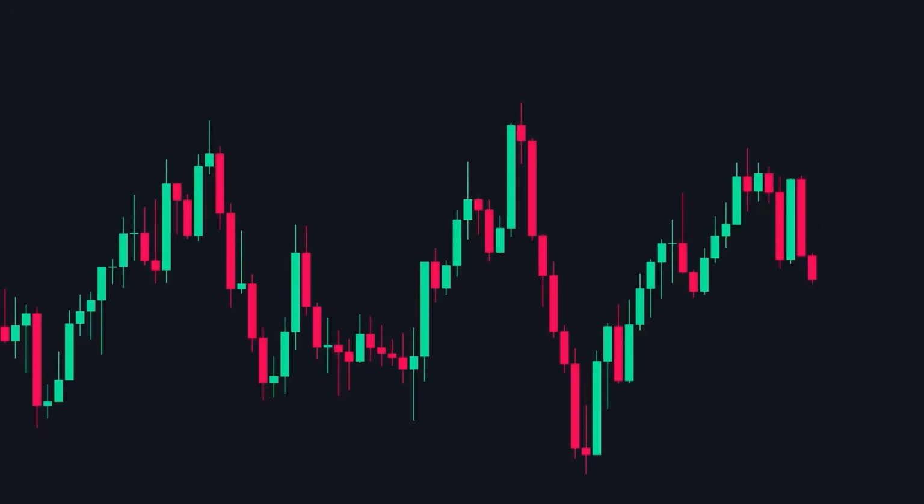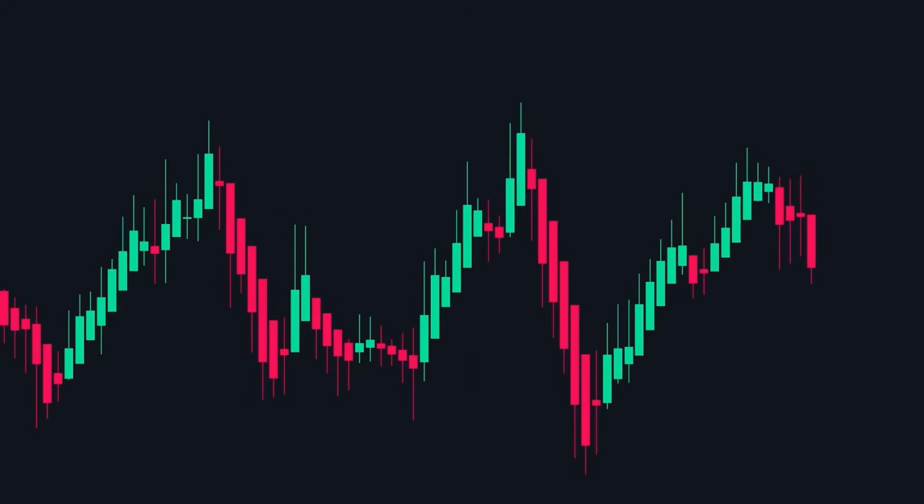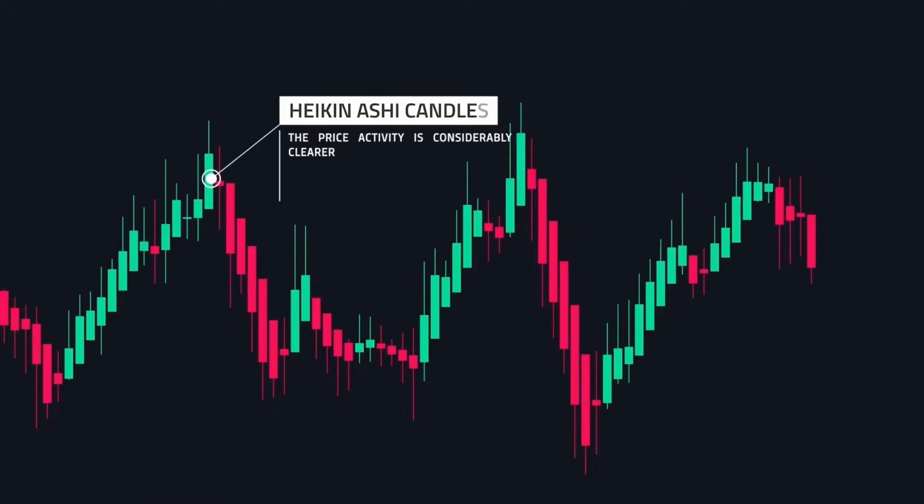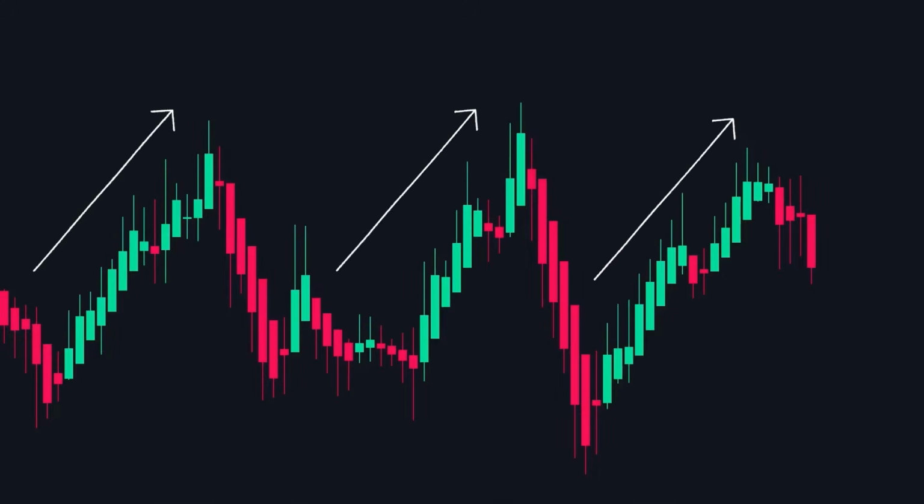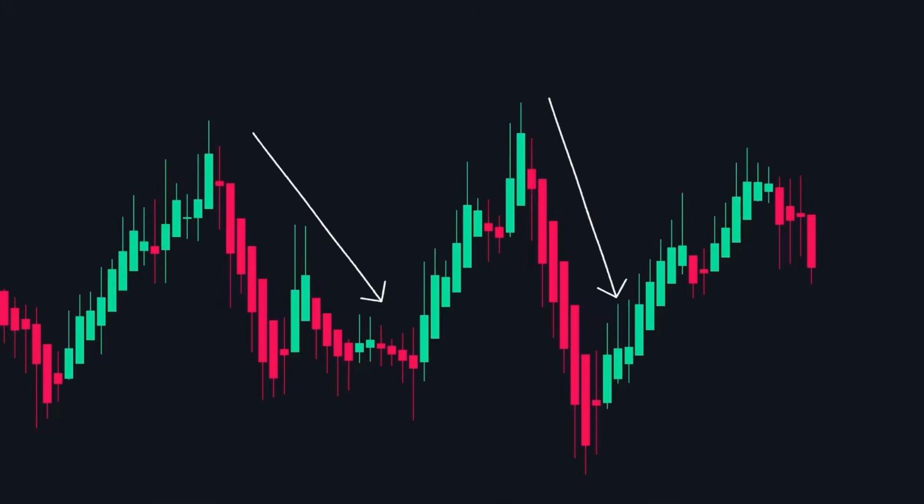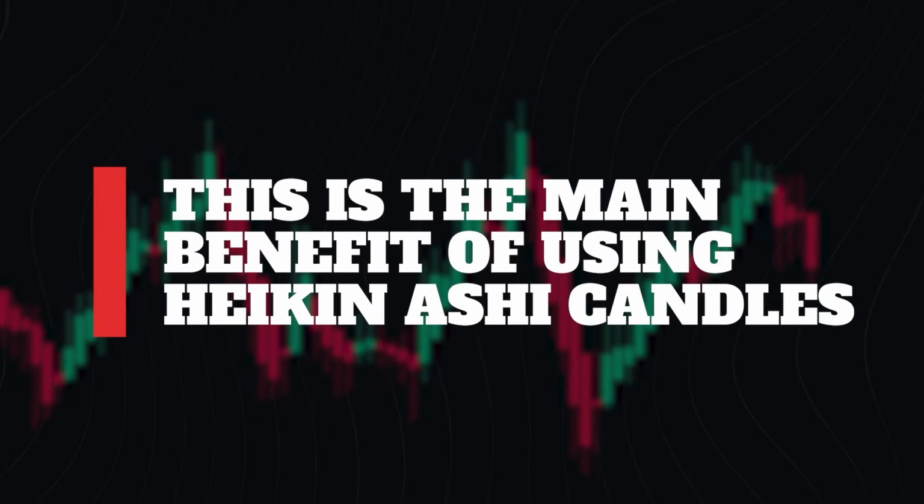Let us look at an example. This chart displays regular candlesticks that appear chaotic, with red and green candles dispersed throughout. Now look at the same chart with Heiken Ashi candles. Here, the price activity is considerably clearer. During upward movements, the chart typically shows green candles, and during negative trends, red candles are more common. This is the main benefit of using Heiken Ashi candles.